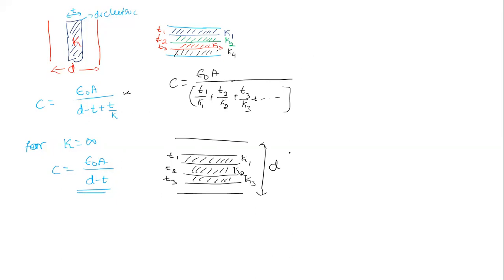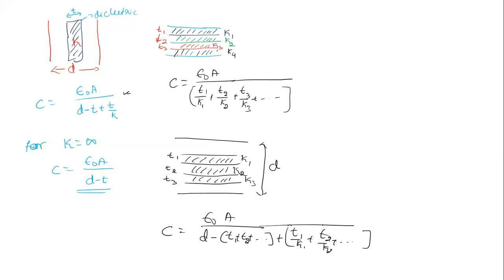This formula continues and becomes C equals epsilon naught A divided by D, which remains the same, minus the thicknesses T1 plus T2 plus so on, plus the remaining T1 by K1 plus T2 by K2 plus so on. Like this it will be continued. You can use this formula. This is the combination where we keep a dielectric material.